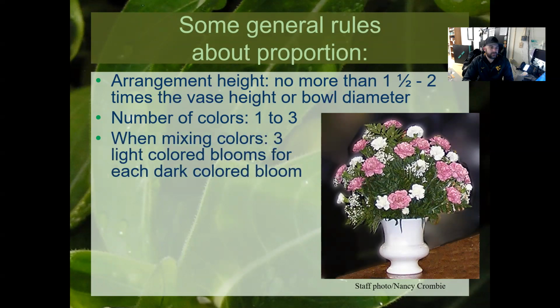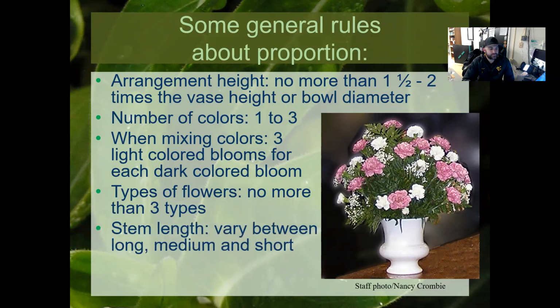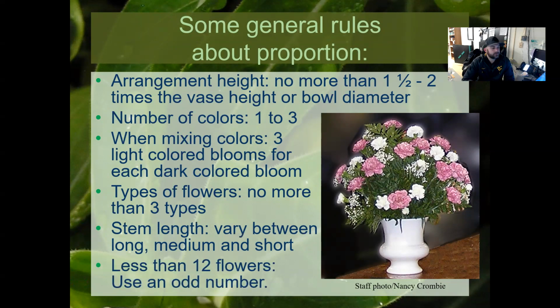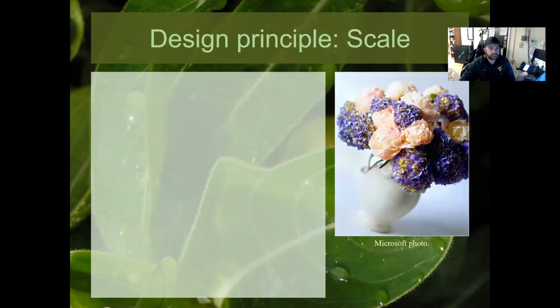When mixing colors, use 3 light colored blooms for each dark colored bloom. Types of flowers, no more than 3 types. Stem length varies between short, medium, and long. Use less than 12 flowers, but make sure you're using an odd number. This is pretty much a design principle in every industry: if you use odd numbers, you have a midpoint. Whenever you start getting into even numbers, it doesn't look as nice.